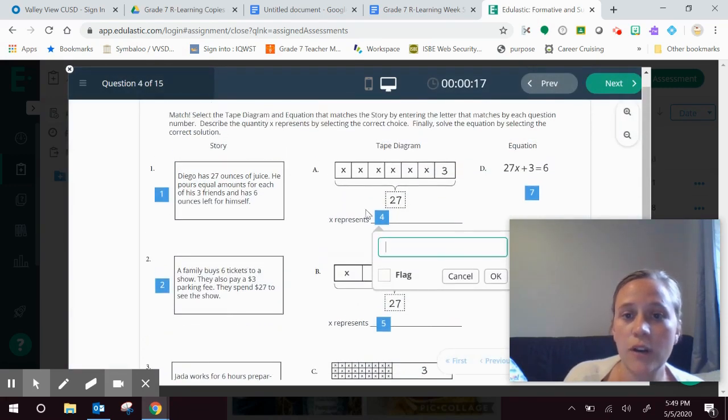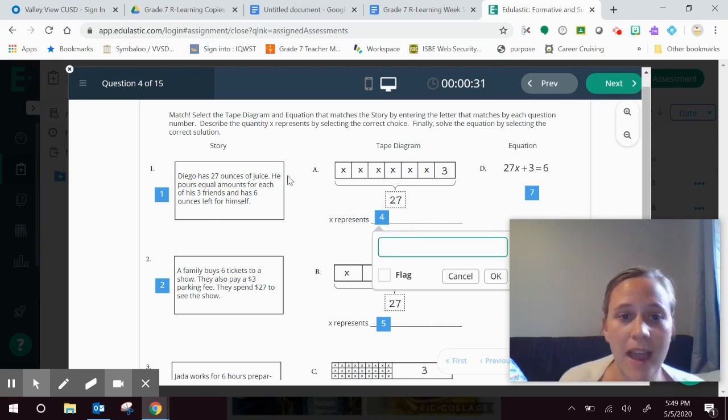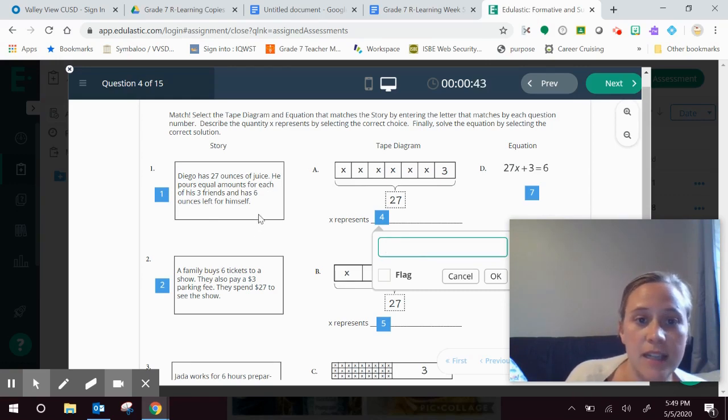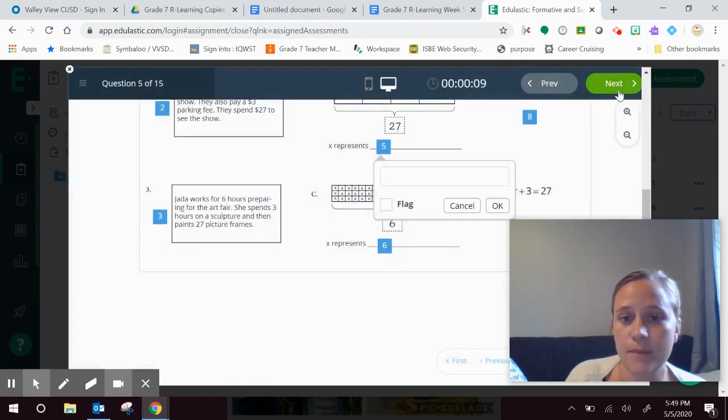When you get to 4, you'll have to remember which tape diagram A went with, and then you're going to describe what X represents, meaning what is X in the story? What are we talking about? So if X went with this first story about Diego, you would write in the box what it represents. Does it represent the ounces of juice? Does it represent his 3 friends? Does it represent the amount that he has left over? So for 4, 5, and 6, you have to relate back to the story to write what X represents.